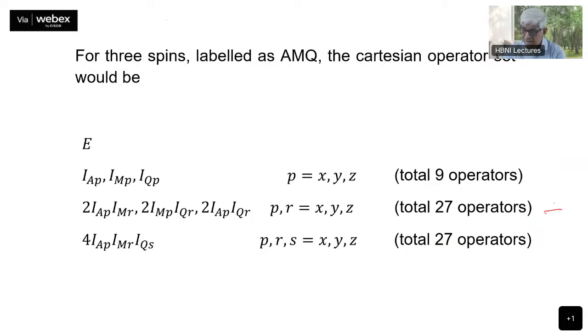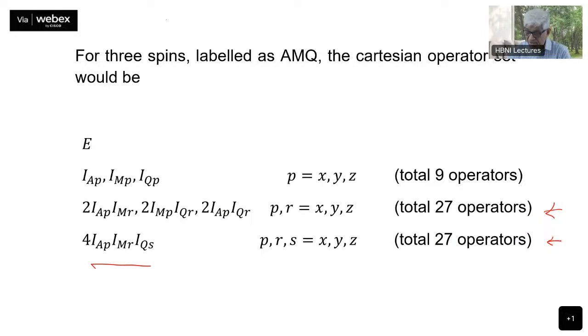And similarly, there can be 3 spin products, A, M, Q. There are 3 spins, and therefore each one of them has a component P, R, S, which can also be X, Y, Z. Therefore, the 3 spin operators are also 27. So this will give me a total of 64.